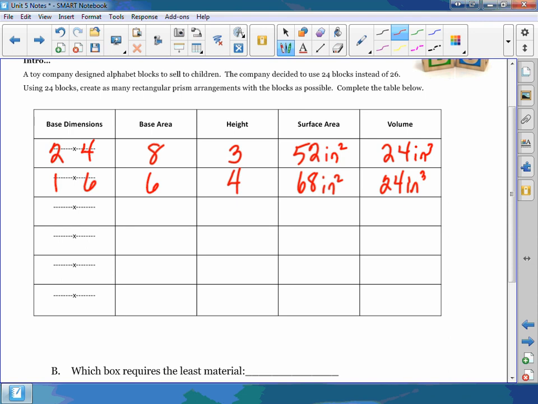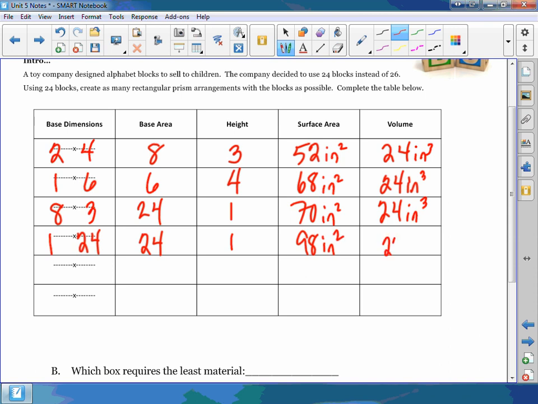Okay, give me another combination. Amelia? 8 by 3. I think we've all caught on to this point. Okay? Julian? The popular 1 by 24. Height? Surface area? Good. All right, we need 2 more.